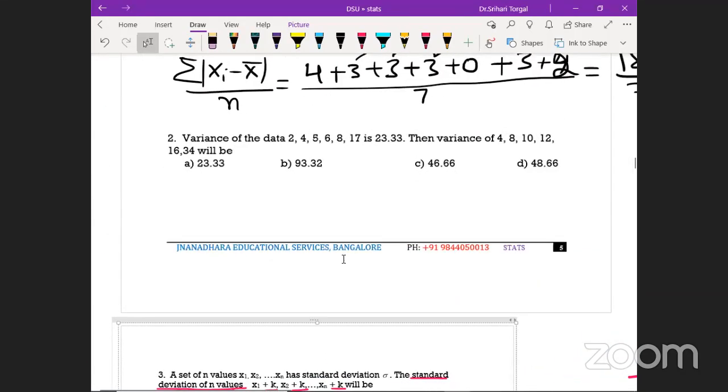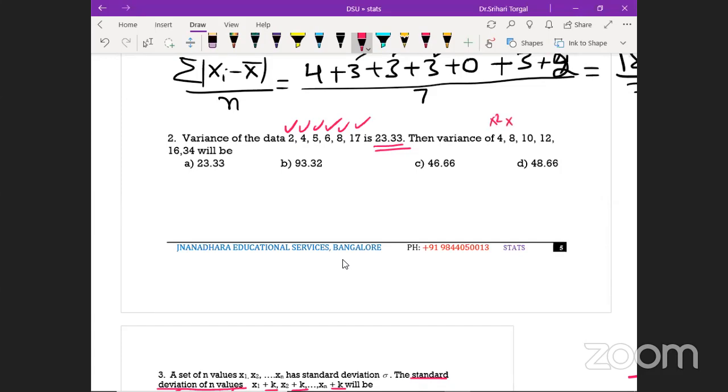What is the answer for question number 2? They have given one data: the variance of the data 2, 4, 5, 6, 8, 17 is 23.33. Verify what happens for the new data. It is multiplied by 2, all are multiplied by 2. Variance must be multiplied by k square. What is that common term? 2 square.